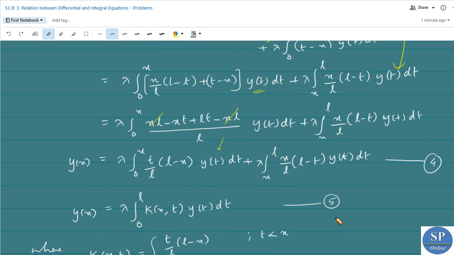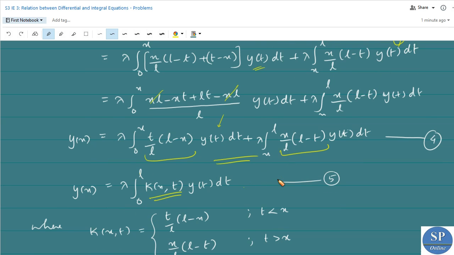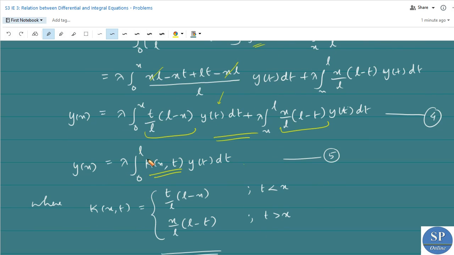Clear? So this is our required integral equation, because we can combine these two integrals like this: y of x equals lambda into the integral from 0 to L of k of x,t y of t dt, where k of x,t is this when t is less than x, and this when t is greater than x. So here we have y of x equal to lambda into the integral from 0 to L of k of x,t y of t dt, where the kernel k of x,t is equal to t by L into L minus x for t less than x, and x by L into L minus t for t greater than x.